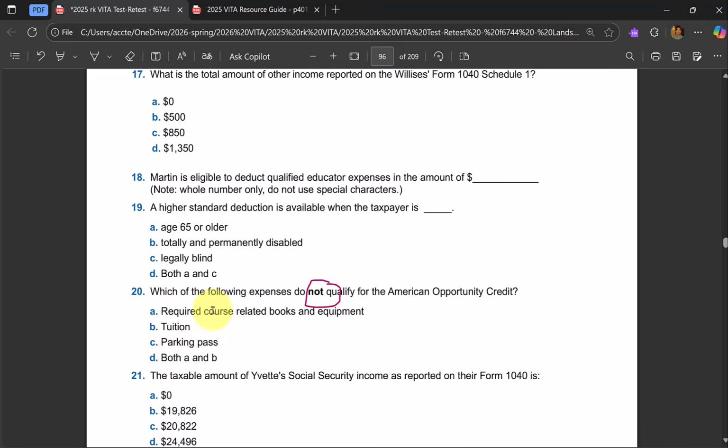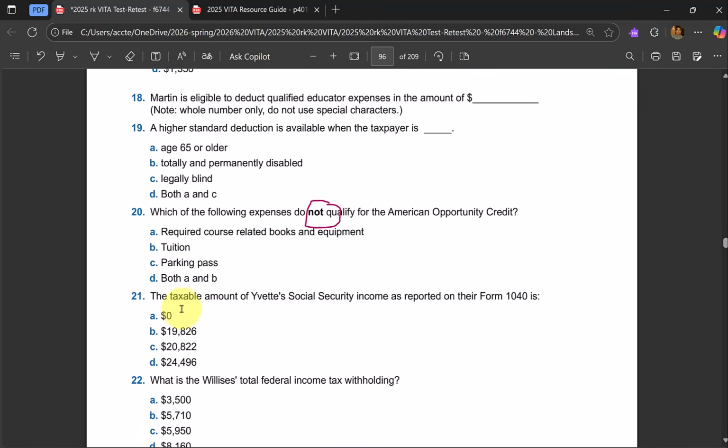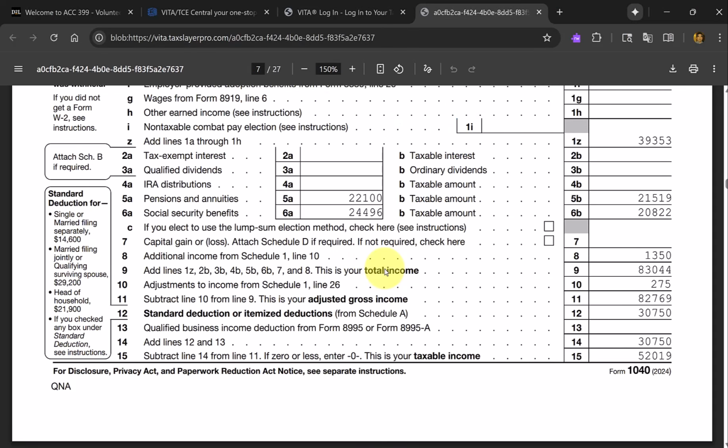And let's see, which of the following expenses do not qualify for American Opportunity? We saw the parking pass doesn't qualify. The taxable amount of Yvette's Social Security. Again, limited to 85% of the gross Social Security benefits. Here's the gross, and here's the taxable amount here.